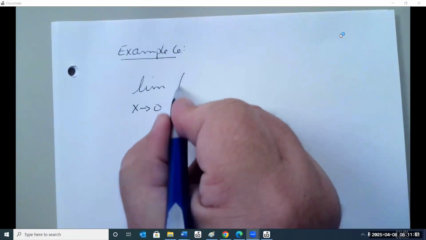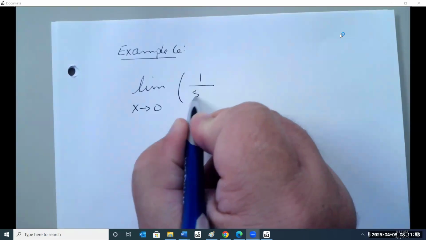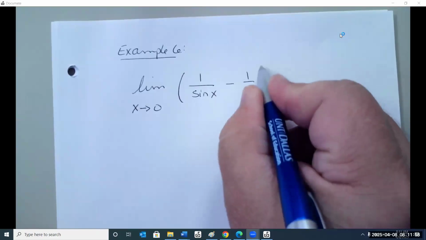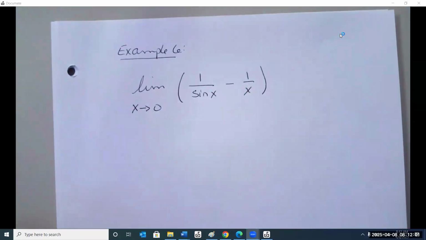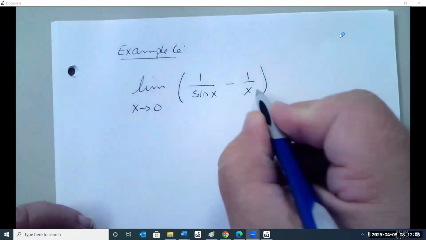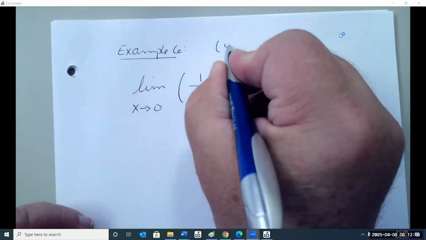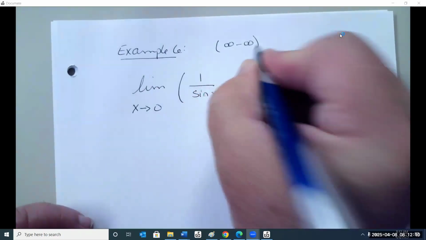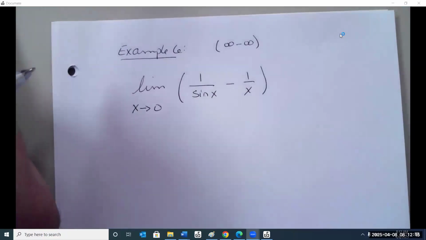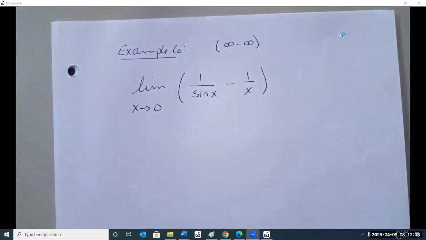Example 6 has: find the limit as x approaches 0 of 1 over sine x minus 1 over x. As x goes to 0, it's 1 over 0, which is infinity. We're of the form infinity minus infinity, which is indeterminate. So we have to algebraically combine these.